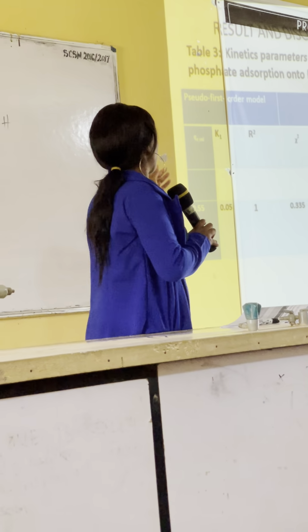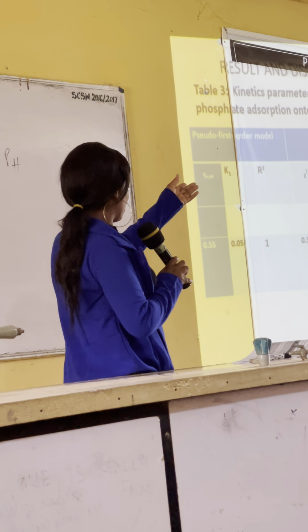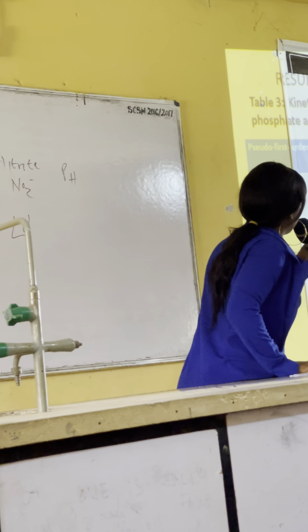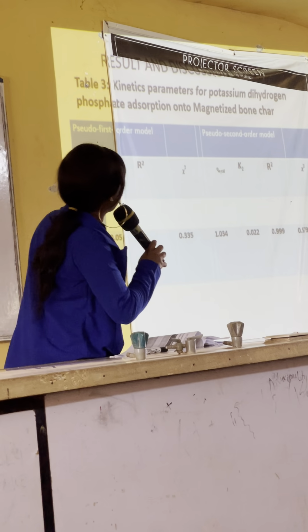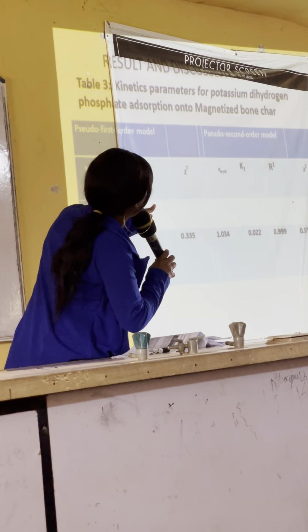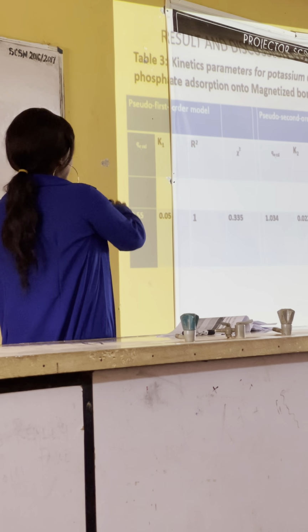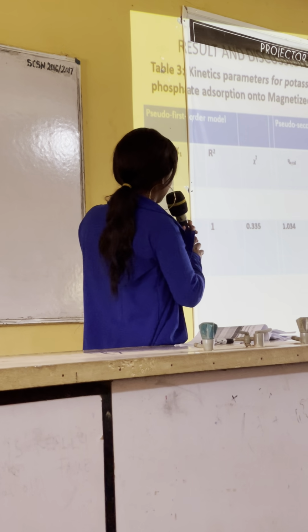Kinetic parameters for potassium dihydrogen phosphate adsorption onto magnetized bone char. This is for the pseudo first order model and the pseudo second order model. As I said earlier, to know the best model which the adsorption follows, take a look at the regression value, which is the R square. The regression value for the pseudo first order model is 1, and for the pseudo second order model it is 0.99. It is best when it is 1, and this shows that the pseudo first order model is the best for the adsorption.